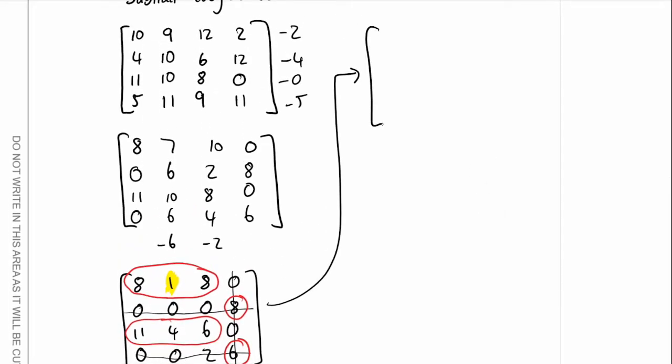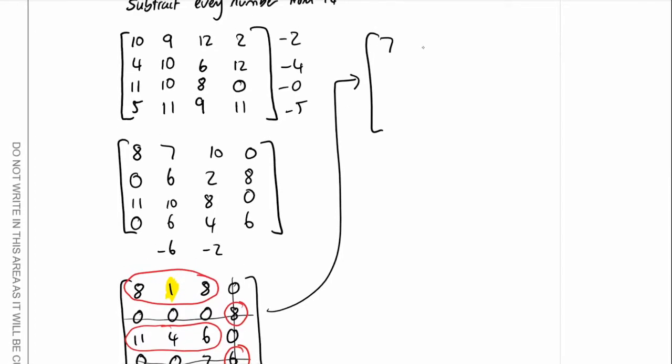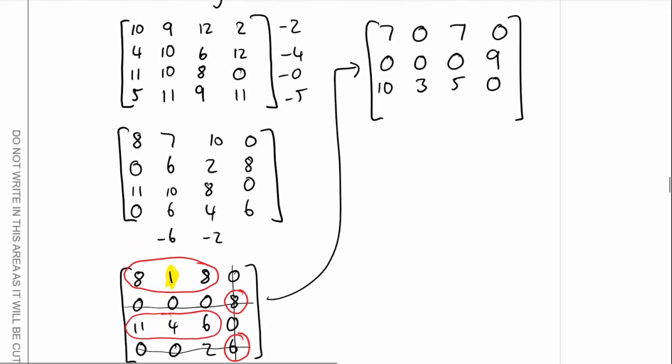So what do we get? 8 minus 1 is 7. 1 minus 1 is 0. 8 minus 1 is 7. The 0 doesn't change. Those don't change, but we have to add 1 to the 8, making that 9. Then we'll have 10, 3, 5, 0, and the last one is 0, 0, 2, 7.